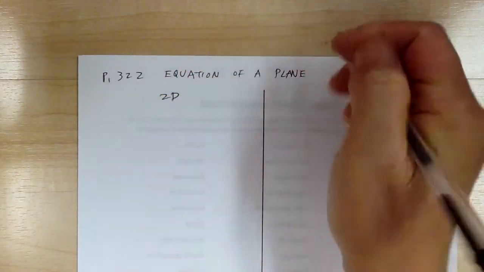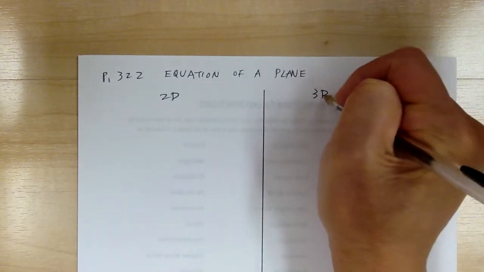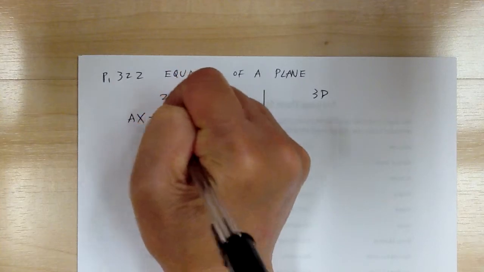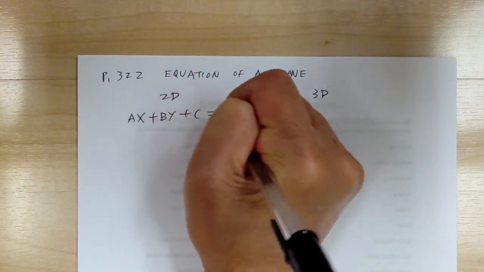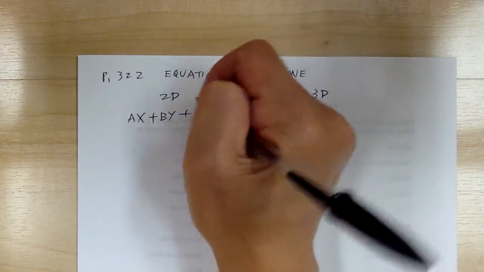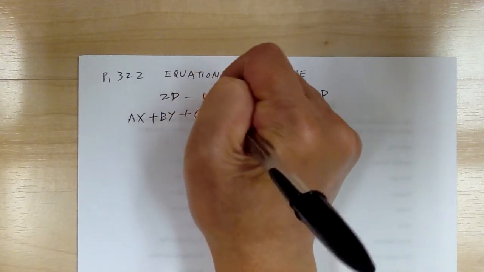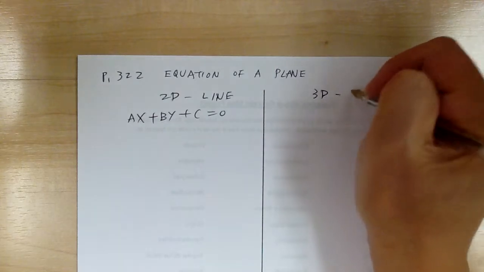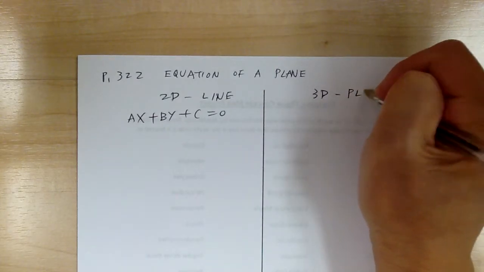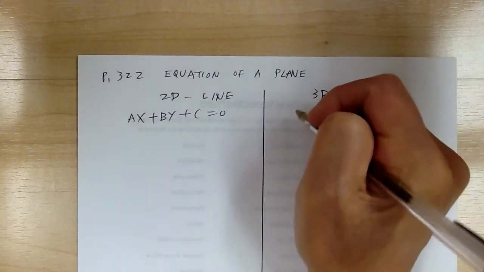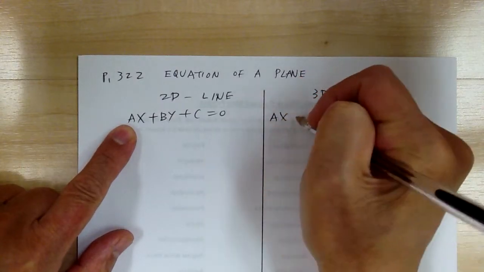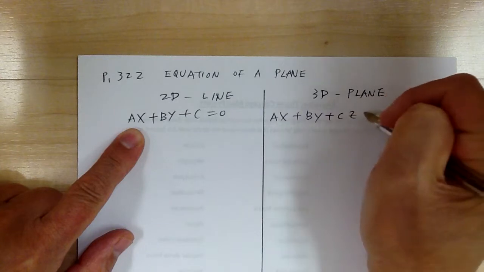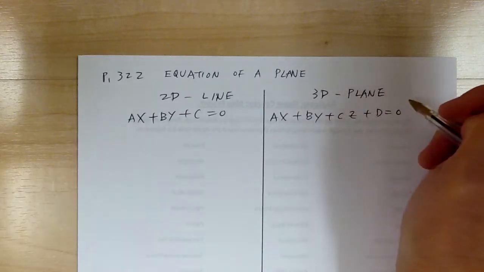So 2D and 3D. In 2D you have ax plus by plus c equal to 0, and this is going to be a line. This is the equation of a line. Whereas in 3D, you're going to have the equation of a plane, and it's going to look very similar. You're going to have ax plus by plus cz plus d equal to 0.